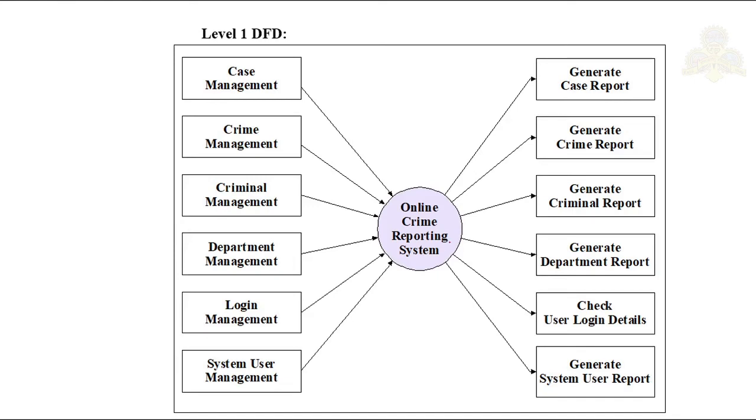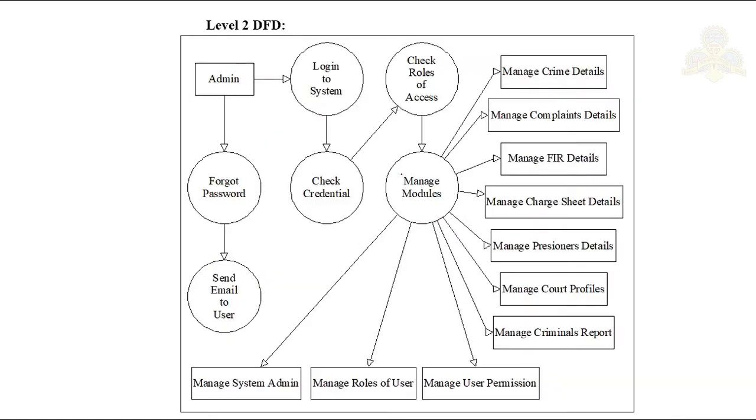If we consider this as the level 1 DFD, we have kept the process as a single one, and we have divided these sources and the sinks. For case management, if we give some input, then it should generate the output, something like this. If you see the level 2 DFD, the entire crime reporting system we have divided into different processes, wherein we have login, checking of the credentials, managing the modules. These are all different processes.